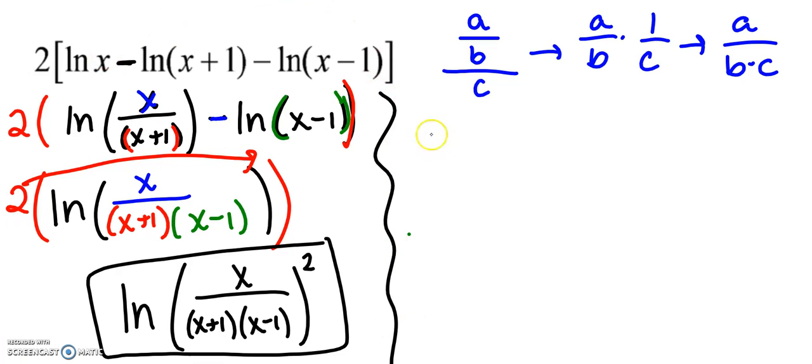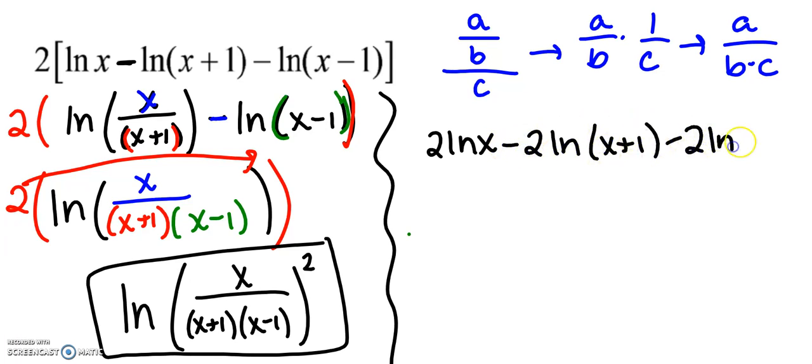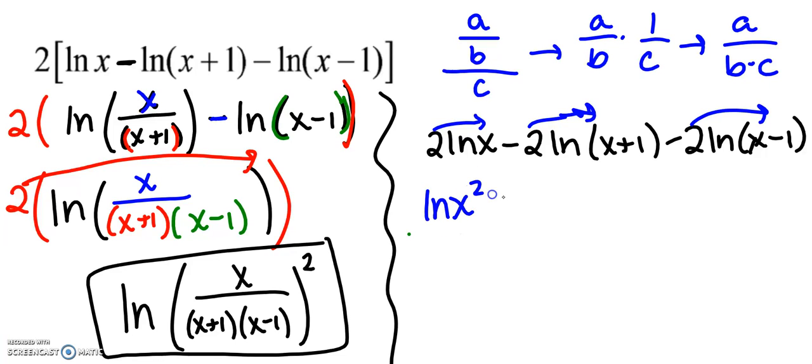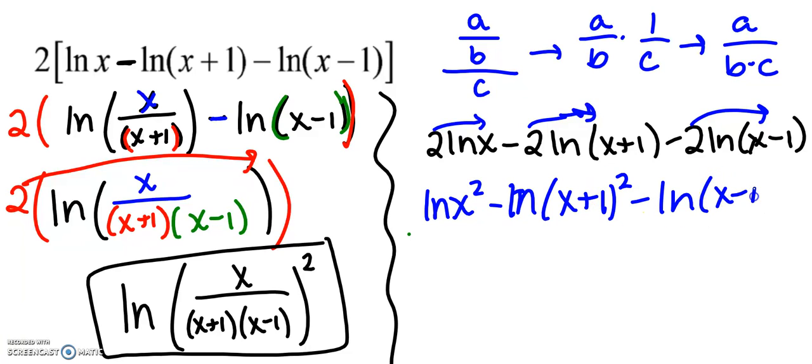Another method is to distribute this 2 before you even start. So this is a separate way. We could go 2 natural log of x minus 2 natural log of x plus 1 minus 2 natural log of x minus 1, in which case each one of these individually, you can apply this power property. So the natural log of x squared minus the natural log of x plus 1 squared minus the natural log of x minus 1 squared, because this square is going to go to each one of those terms. So that would be another way to do it.